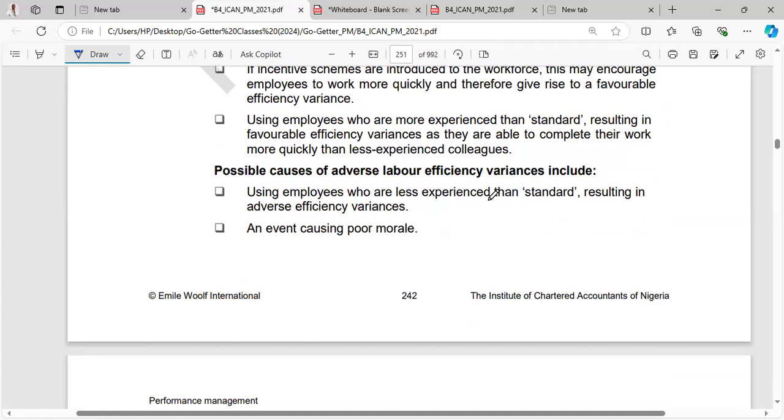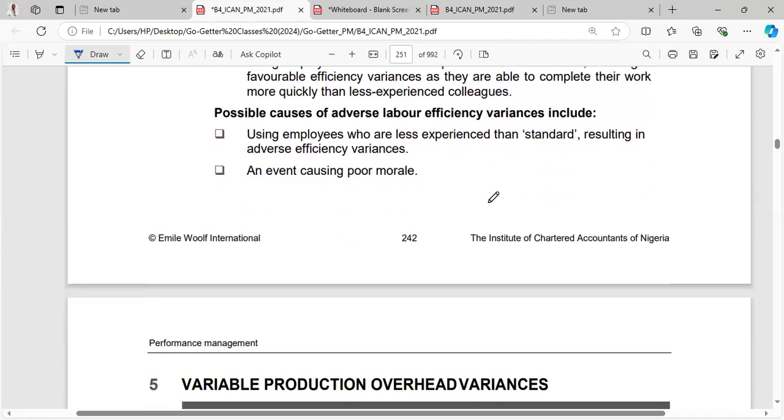Okay. Then an event causing poor morale. Maybe you did not boost their morale. Maybe you're supposed to give them a pay rise, and you didn't pay them. You're supposed to give them a kind of bonus, and you didn't pay them. Maybe it was the December period.